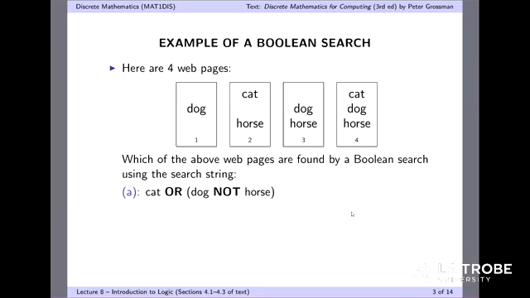Can you justify that? Can you say why? Because 1 has dog, not horse. 2 has cat, so it doesn't matter if it has a horse or not, and the same as 4. It's cat, so whether or not it has horse or dog doesn't affect which is included. What's your name? Adam. Adam says that the answer is 1, 2, 4. I disagree with him.